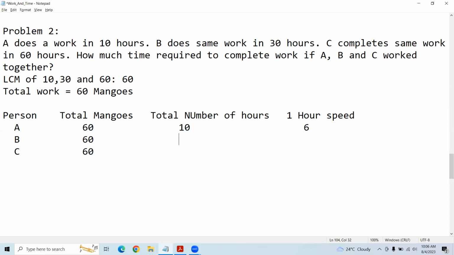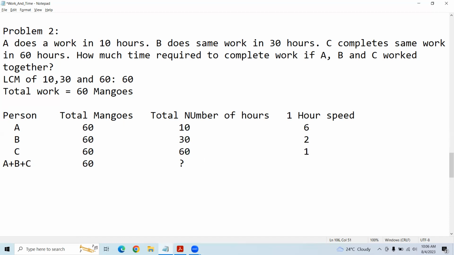For B, in 30 hours he eats 60 mangoes, so in 1 hour he will eat 2 mangoes. For C, 60 hours, 60 mangoes, so straight 60 by 60, that is 1. He eats 1 mango in 1 hour. So now what are they looking for? A plus B plus C. Total mangoes are going to be the same. How many hours will be required?